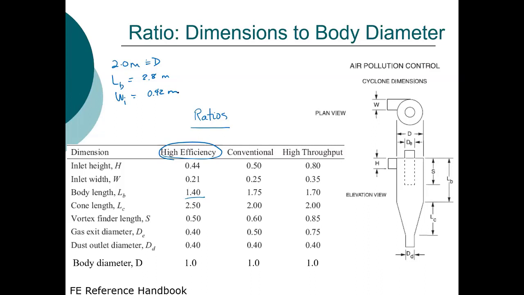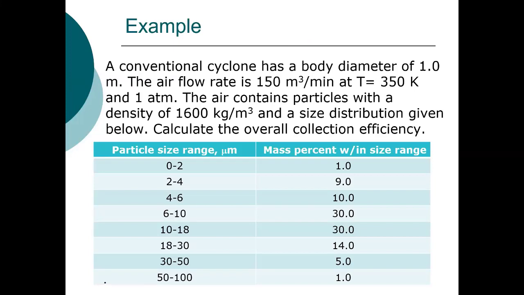Okay. High throughput means that we're able to sacrifice efficiency in order to increase the volume or the flow rate of the gas. We don't need as high an efficiency. And if that's the case, then we can use a high throughput. So we have an example here.